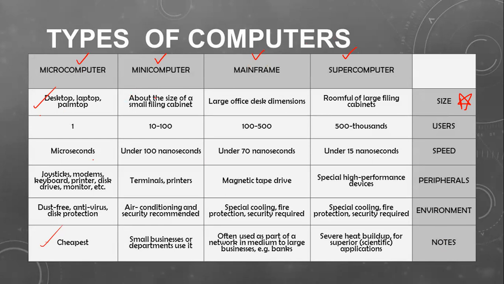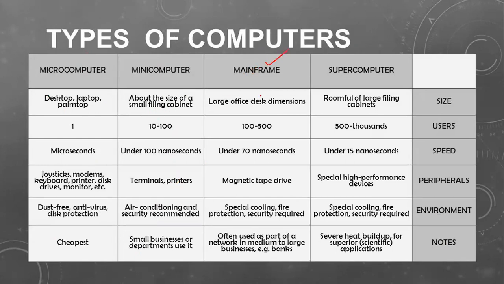Moving towards minicomputers, yes, they are small. The size of the minicomputers is about a small filing cabinet, which can help 1 to 100 users at a time. The speed is in nanoseconds, 100 nanoseconds. The peripherals are in the form of terminals and printers. In the environment, air conditioning and security are completely recommended. Yes, it is used for small business or departmental use. So this is in the form of minicomputers.